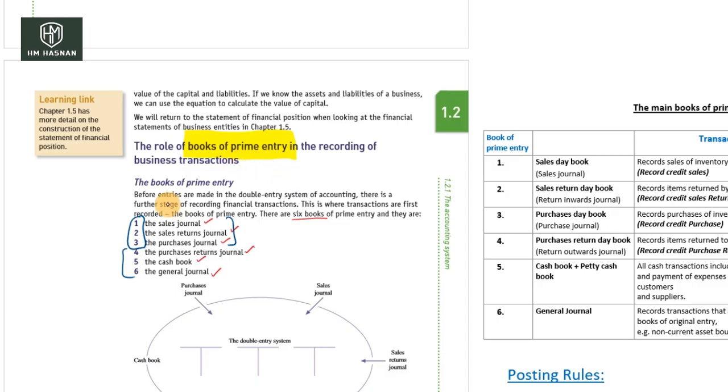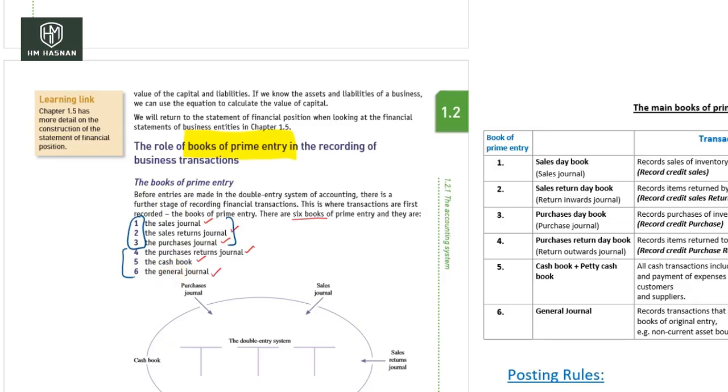In our last lecture, we discussed books of primary entry. Generally we have 6 types of books of primary entry. These books are also called main books of accounts. Number 1 is sale journal, second is sale return, third is purchase, fourth is purchase return, fifth is cash, and the sixth is general ledger, journal. It means every transaction which does not fall in the category of sale, sale return, purchase, purchase return, and cash will fall automatically in the category of journal.